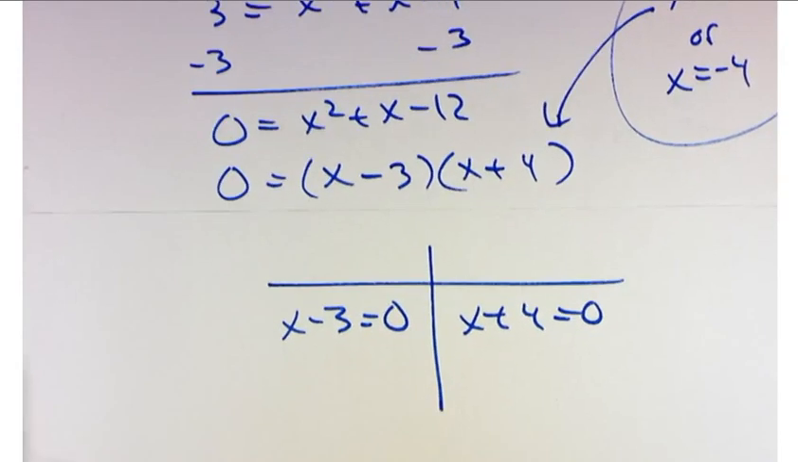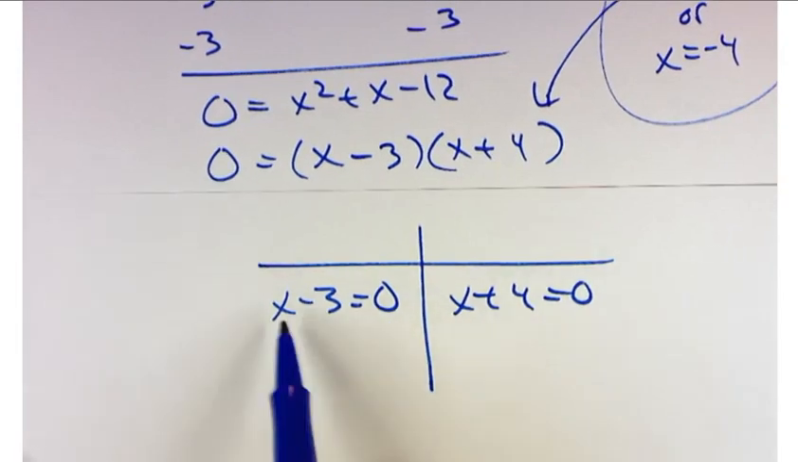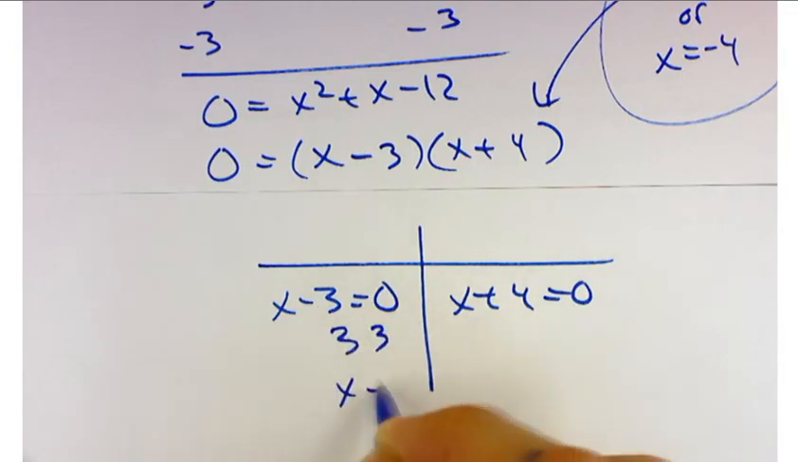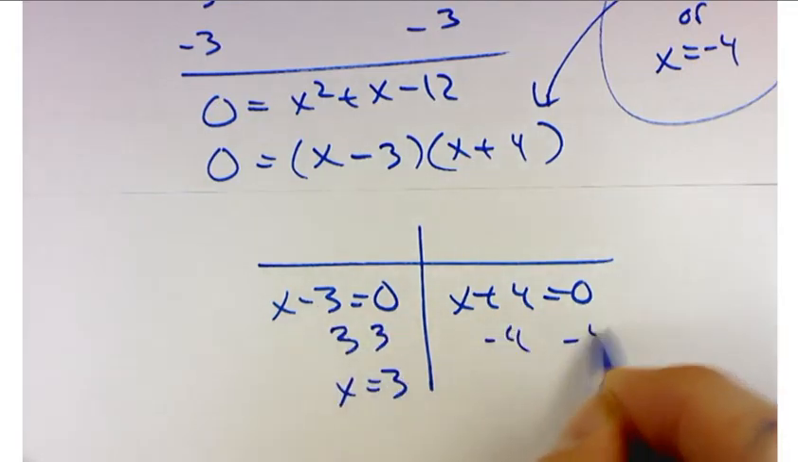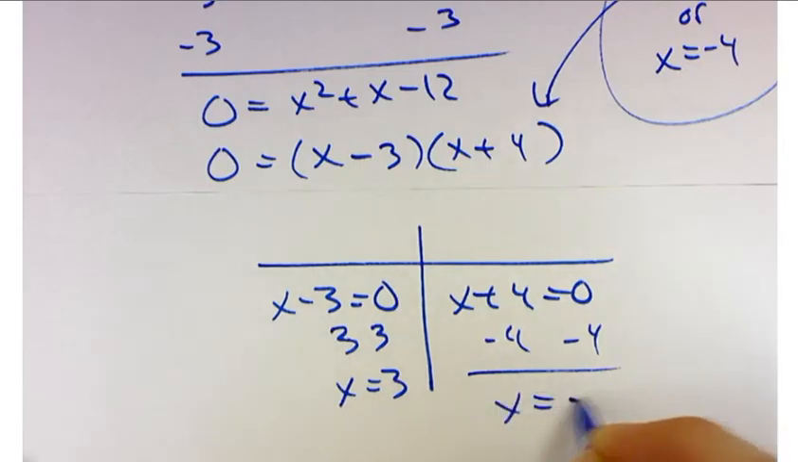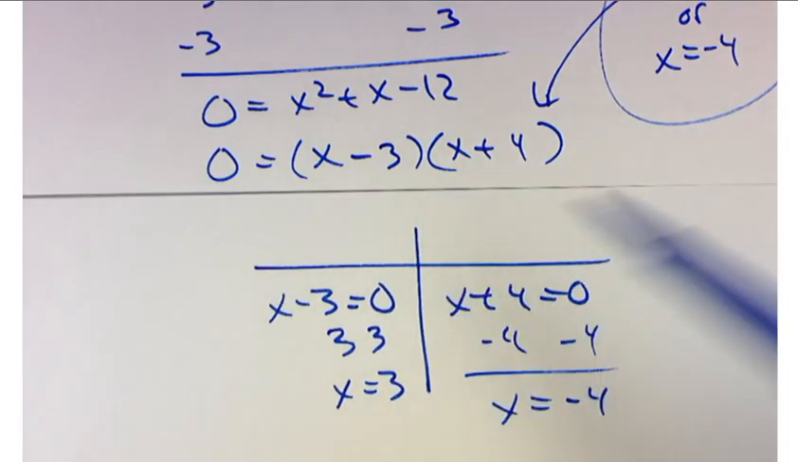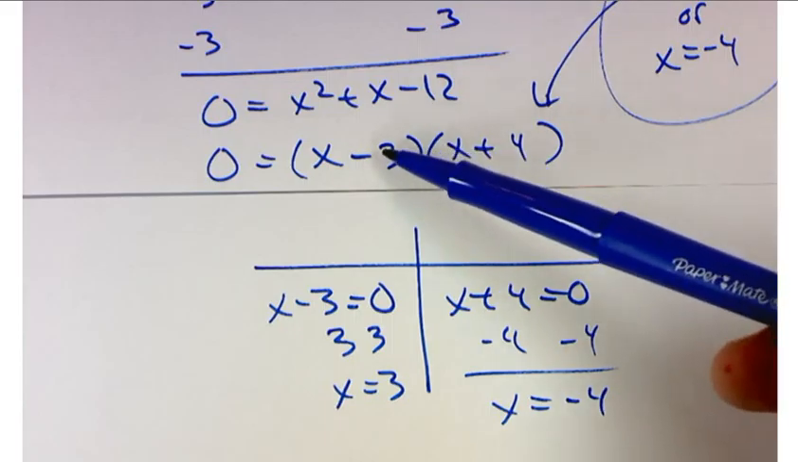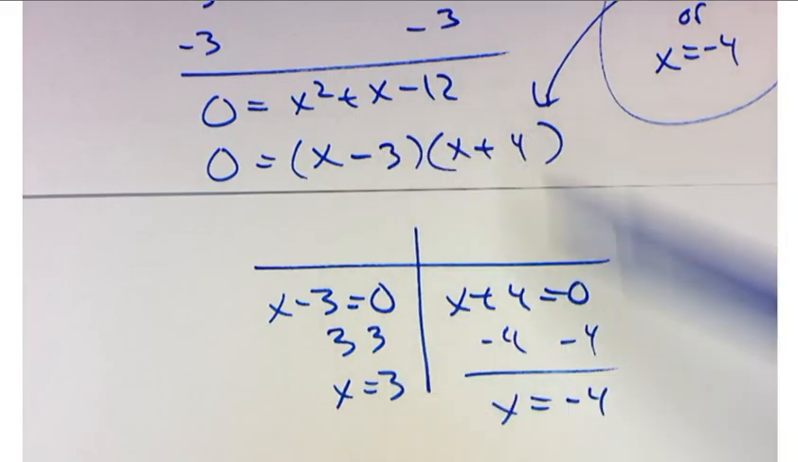So when does x minus 3 equal 0? Well, if I add 3 to both sides, I get x equal 3. If I subtract 4 from both sides, I get x equal negative 4. So the quick thing to do when you're solving these quadratics by factoring is to just change this sign to jump down to here. Okay? Appreciate the question on that one.